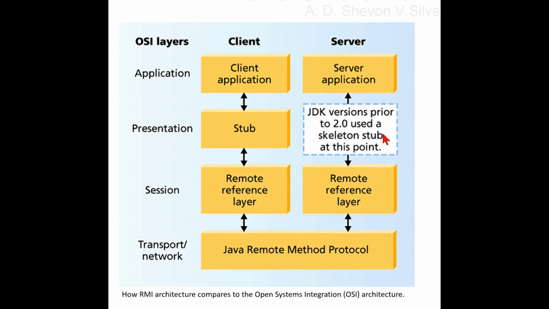Here you can see it with the OSI layers. In the application layer you can see a client application and server application. In the presentation layer you can see stub and skeleton. In the session layer you can see the remote reference layer. In the transport and network layer you can see the Java Remote Method Protocol.